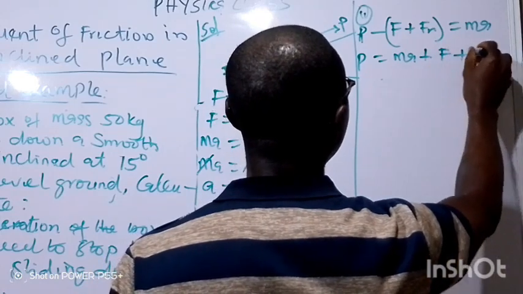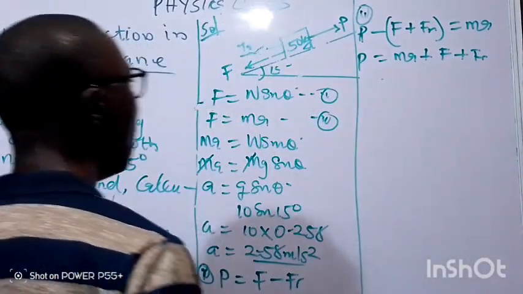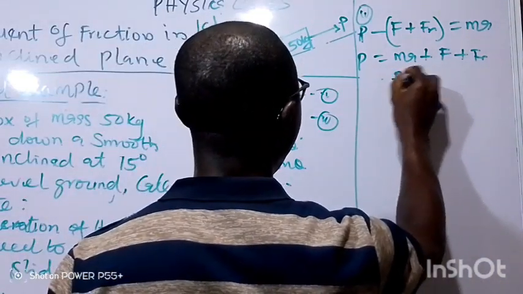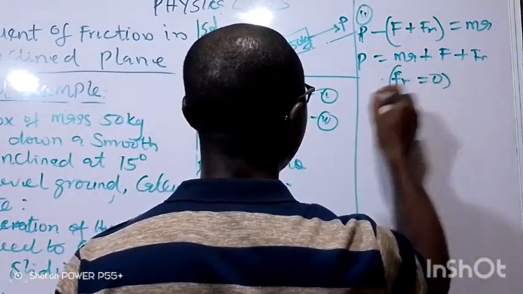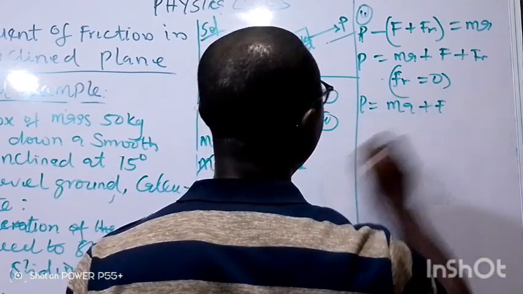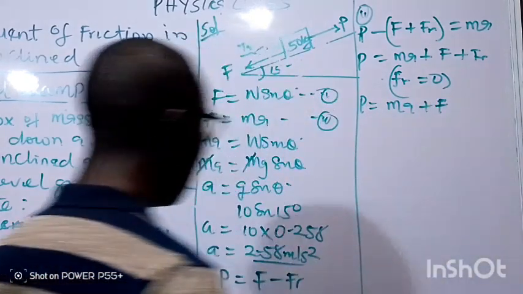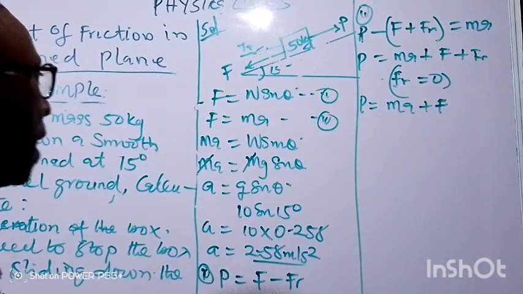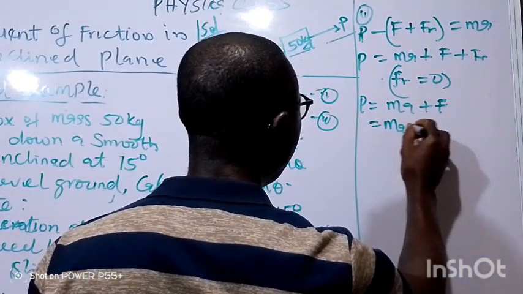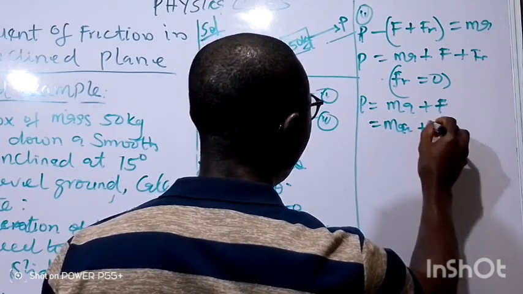And mind you, the question says it's a frictionless plane. So our Fr will be equal to 0. So we have P now equal to MA plus F. And F is what? W sine theta. That is MA plus W sine theta.